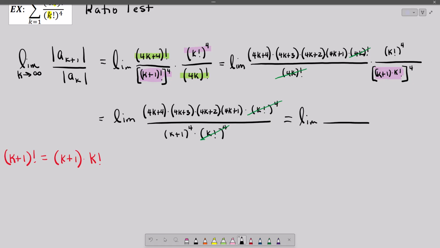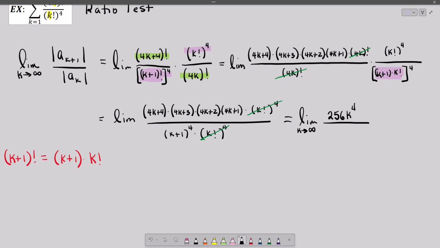So 4k times itself 4 times. That would be the leading term, the dominant term. So 4 times 4 is 16. 16 times 16 is 256. So we would end up with 256k to the fourth. Now this is only working when we have a limit at infinity that you can get away with doing this.